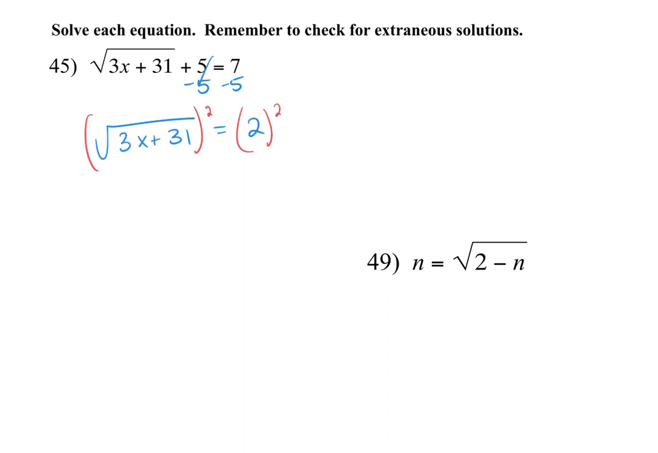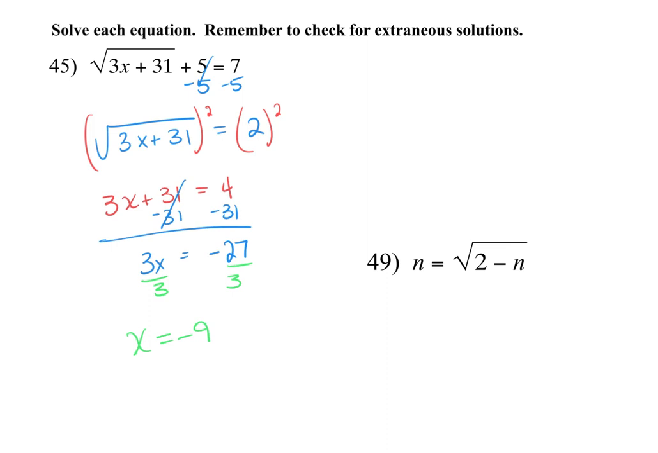When I square a radical with the same index, I just get what is inside. On the right-hand side, I just perform the operation. 2 squared is just 4. All right? Now I'm just doing a basic algebra problem. I'm going to subtract the 31 from both sides. 4 minus 31 is negative 27. And then I'm going to divide by that 3. X equals negative 9.